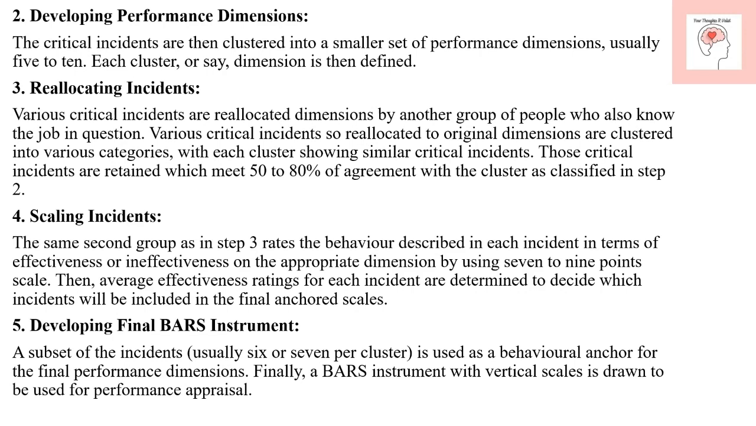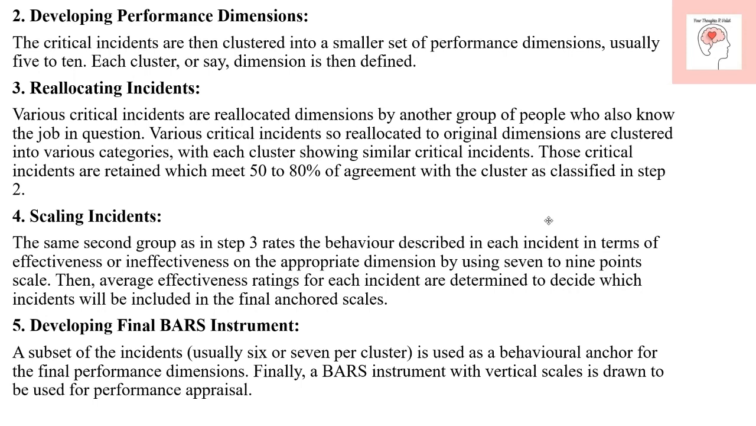Then third is reallocating incidents. In this, various critical incidents are reallocated to dimensions by another group of people who also know the job in question. Various critical incidents reallocated to original dimensions are clustered into categories, with each cluster showing similar critical incidents. Those critical incidents are retained which meet 50 to 80% agreement with the cluster as classified in step 2.